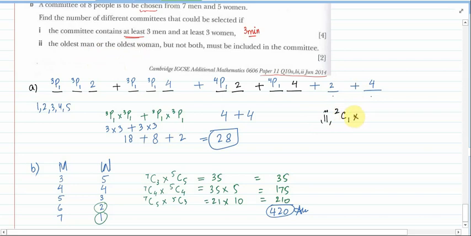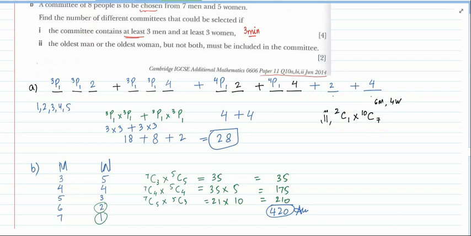Now how many are left? Initially there were 7 men, but one is the oldest one, which we have separated here. So now there are 6 men. Similarly, initially there were 5 women, but we have separated the oldest one, so now there are 4 women. So now it's 6 men and 4 women, so in total there are 10. We need to make a committee of 8 people. Out of 8 we have selected 1, which means the leftover part is 7. Now you can find it.